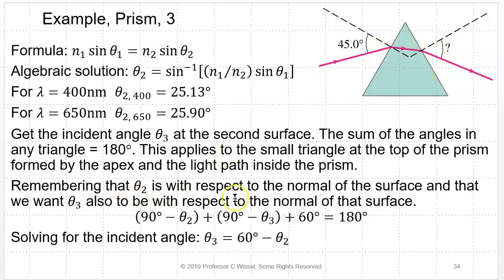We have to remember that theta 2 is with respect to the normal of the surface, but we want theta 3 to also be with respect to the normal of the surface. So we can plug that in, given that you have three angles here that have to equal 180 degrees. This is this angle right here, this angle is this angle here, and this angle is that angle there. Now we've reduced this and solved it for the incident angle: theta 3 will be 60 degrees minus theta 2. We're going to need that to go from one surface to the next.